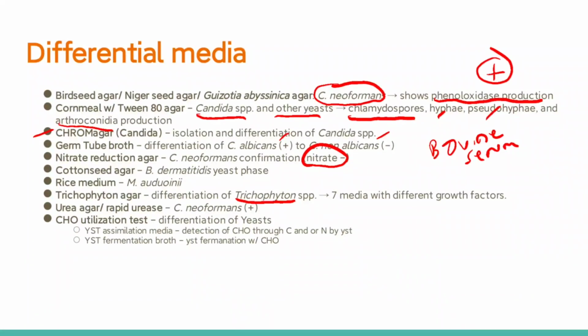Next, we have the urea agar or yung rapid urease production. Once again, Cryptococcus neoformans is positive dito sa test na to. Okay? Ibig sabihin, meron siyang urease production. Next, we have the sugar or carbohydrate utilization test. So, this is a differentiation for yeasts. Okay? So, we have the yeast assimilation media, detection ng sugar through carbon and nitrogen utilization by yeast. And we have also the yeast fermentation broth. So, yeast fermentation with sugar or carbohydrates.